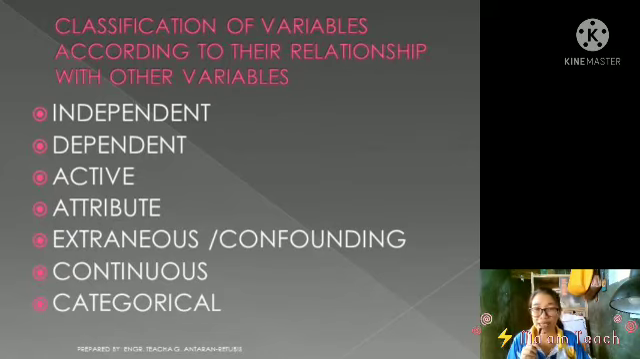So what really is independent? Independent is considered as the cause, or the variable that makes the difference in the dependent variable. It is the cause why there are changes in the dependent. Let's say, for example, our independent is X and our dependent is Y. So, the value of Y will depend on the value of X.